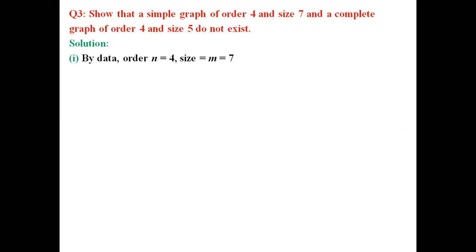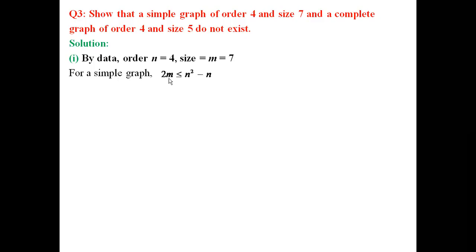We'll prove one by one. The first result is for a simple graph, and it is given that the order is 4 and the size is 7. So n equal to 4 and m equal to 7 is mentioned. We write down the result for a simple graph that 2m is less than or equal to n square minus n. This is the relation between n and m. So considering this result and substituting the values of m and n, we have 2 into 7 is less than or equal to 4 square minus 4, which is 14 less than or equal to 12, which is a false expression.